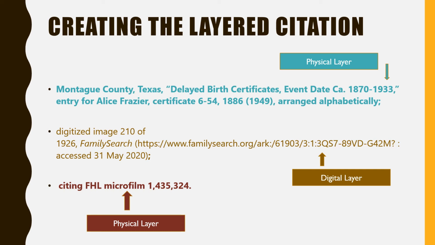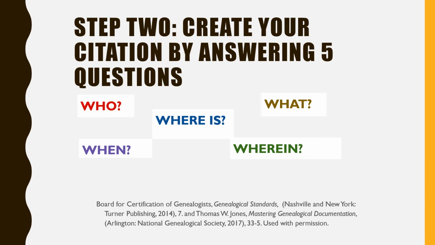And the reason why is because I had to browse the microfilm to find it. And sometimes I like to do this with browsing because I feel like it's a little bit more true to how I found the record. So in this case, in blue, we have the physical layer, and then in brown, the digital layer, and then another physical layer of where that microfilm is at the Family History Library. So in answering our questions, we will be able to create a really good source citation for this specific record.